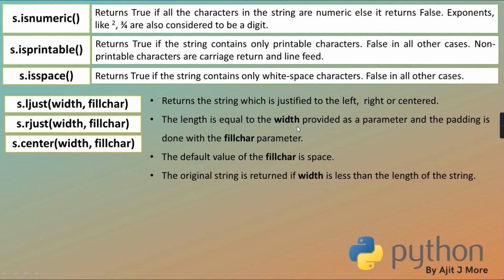See. So the length is equal to the width provided as a parameter and the padding is done with fillchar. The default value for fillchar is space. Okay. And the original string is returned if width is less than the length. So if the length of the string is bigger than this width, or in short this width is less than the length, then in that case what is going to happen? Okay, it will return the entire string as it is.